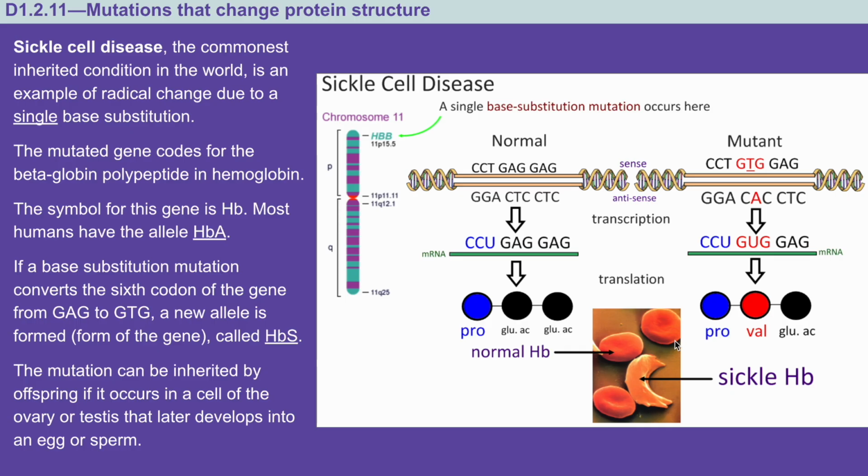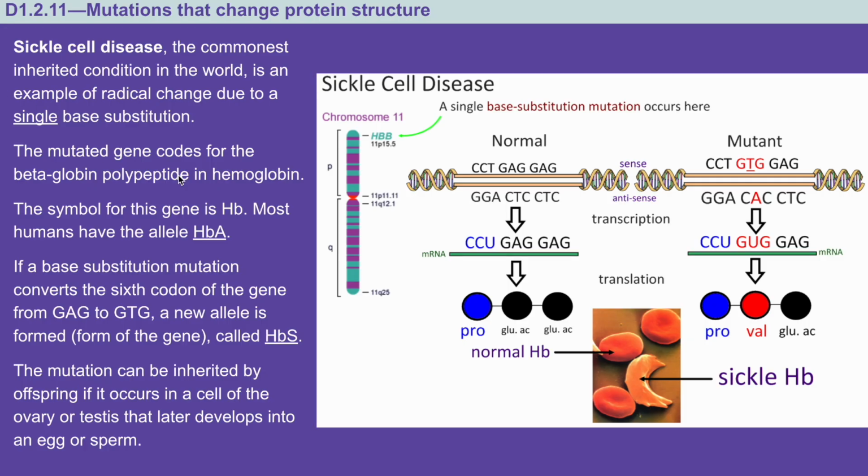However, the result of this single mutation of a base is a sickled red blood cell shaped like a sickle, and there are many medical consequences for this sickling. So most humans have the allele HBA, but if there's a base substitution mutation on the 6th codon of the gene, and where it normally would have read GAG, instead it reads GTG, then we're going to have a new allele formed called HBS. And this mutation can be inherited by offspring if it occurs in a cell of the ovary or testis that later develops into an egg or a sperm.